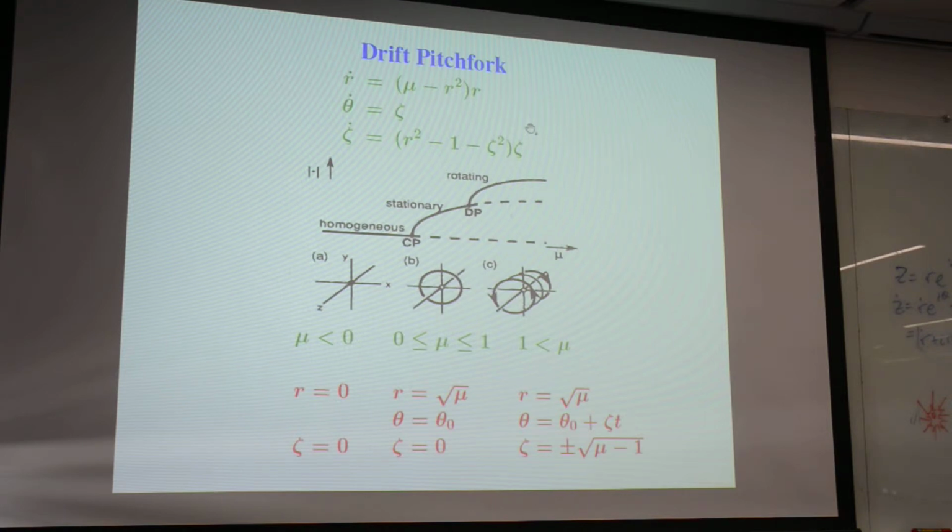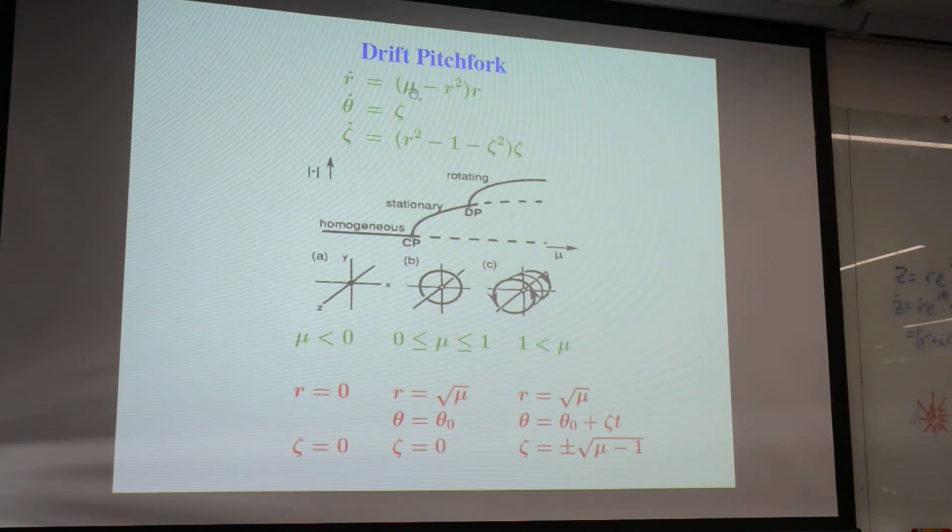Now, when mu becomes greater than 1, we can get a new fixed point of this equation and this equation by having mu minus 1 be equal to zeta squared. When mu is greater than 1, then mu minus 1 is positive, and so mu minus 1 minus zeta squared can be 0. So we don't need to have zeta equals 0 anymore. We can have zeta be square root of mu minus 1. But then theta dot is not 0 anymore. So what are these equations telling you? For mu negative, we have a single solution which is 0 for everybody.